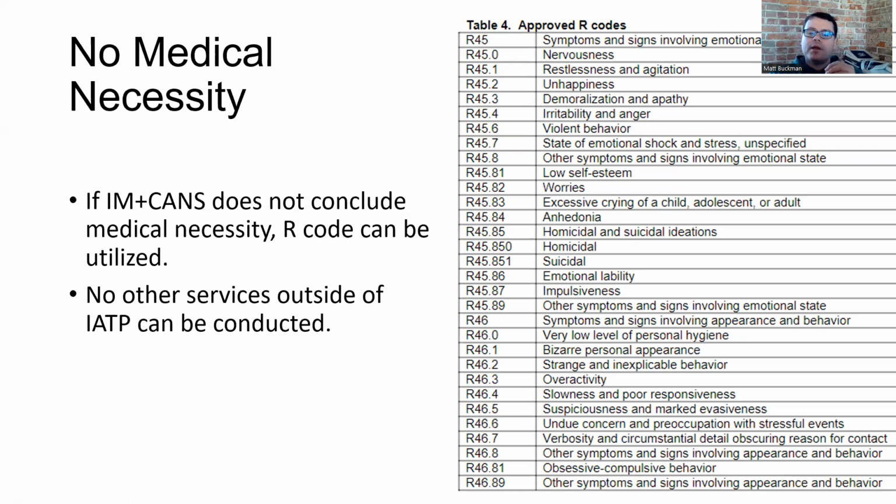In this, what I want to point out is that we want to be using F codes for diagnoses. Every diagnosis needs an F code. So IM+CANS should result in an F code there.